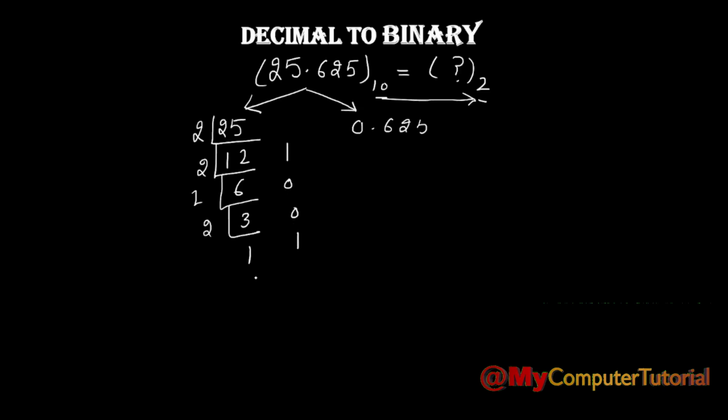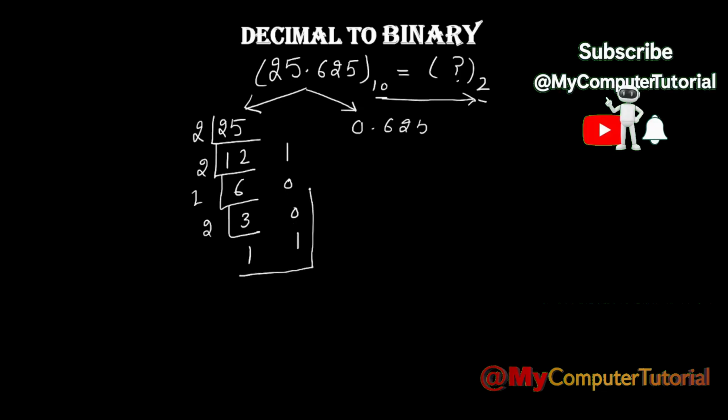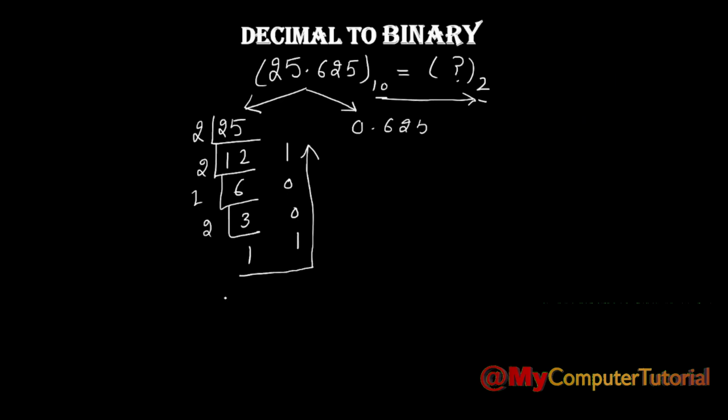so the remainder is 1. Now write these numbers from bottom to top like this. So you have actually converted it into binary, that is 11001. So this is the first part.